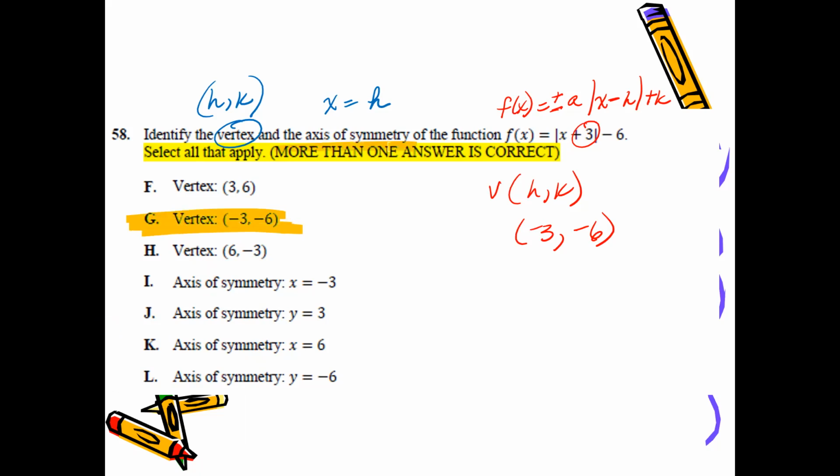But then remember, more than one answer is correct. It says select all that apply. So that's one of the answers. Another one of the answers is your axis of symmetry is x equals h. And didn't we say h is -3? So I is an answer as well. And I think that is it, just G and I.